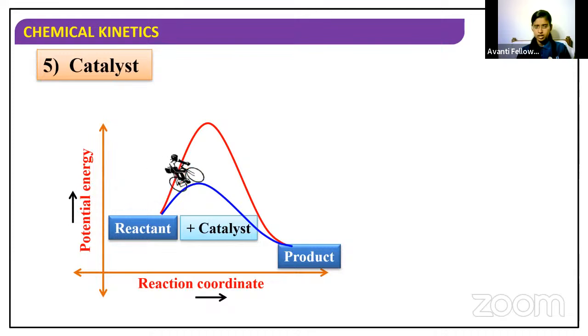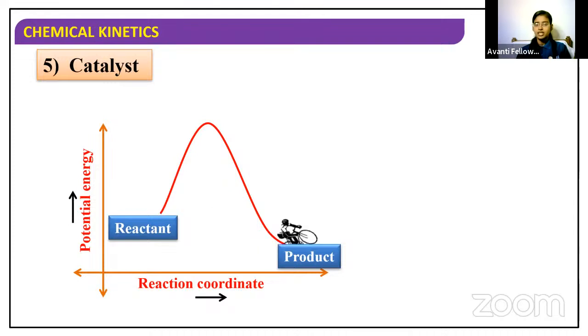You see here how this person is going. He is going very easily, no? So he reaches the products earlier. He reaches the product early. So in the without catalyst case, what is happening? He is spending most of his energy and then only he is reaching the product.